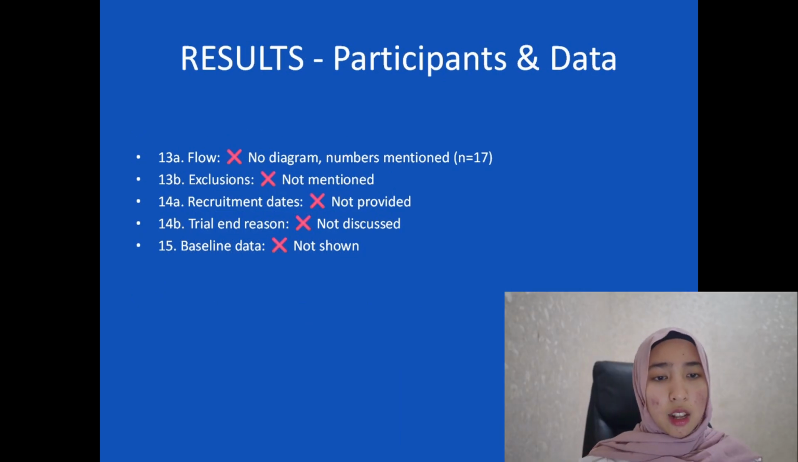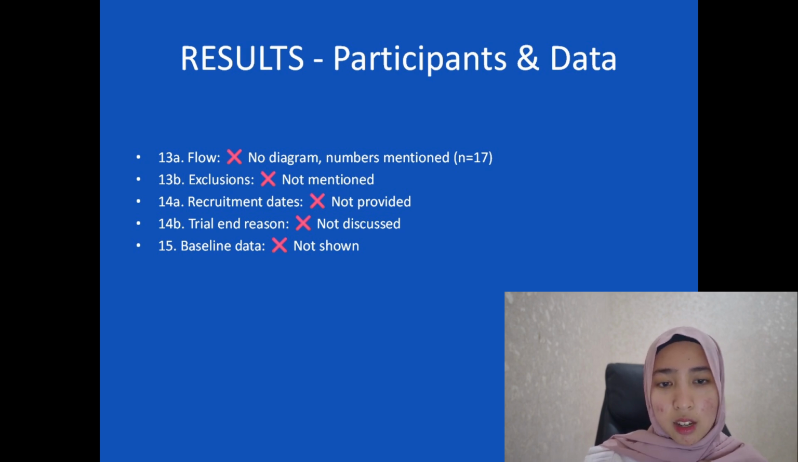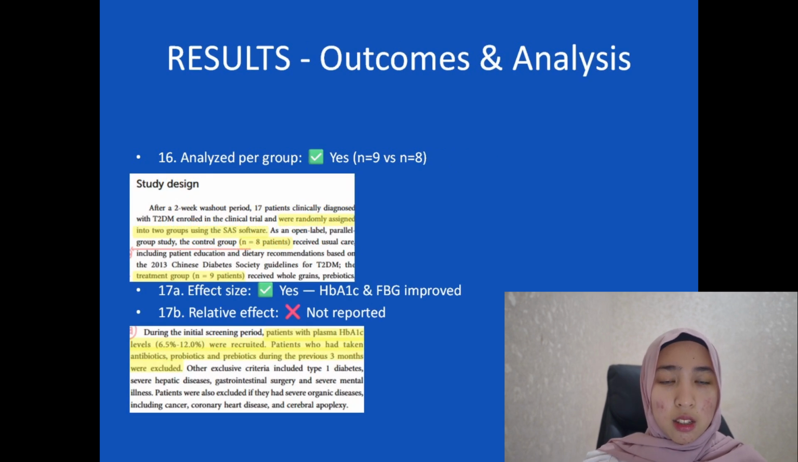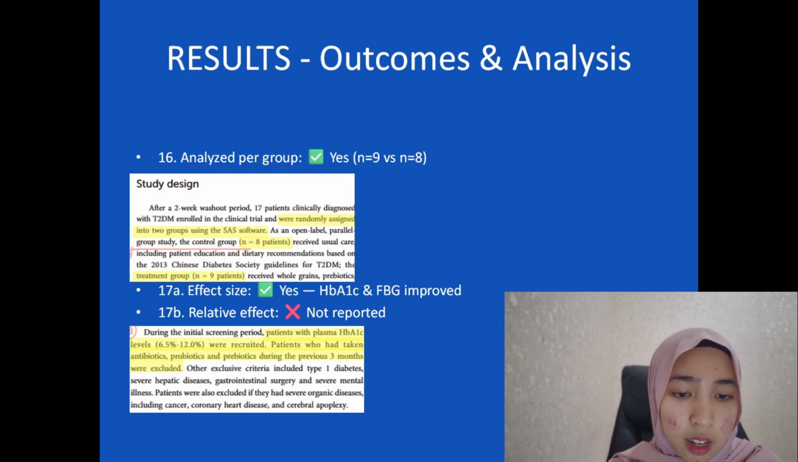Next part is about results. It's for items 13 to 19. First, it's about item 13A. Item 13A is about participant flow, but in this article, no diagram, only numbers like n equals 9 and n equals 8 are reported. Item 15, it's about baseline data, but in this article, no table is provided. For item 17A, it's about outcome data, so in this article, it's described in text and graphs.